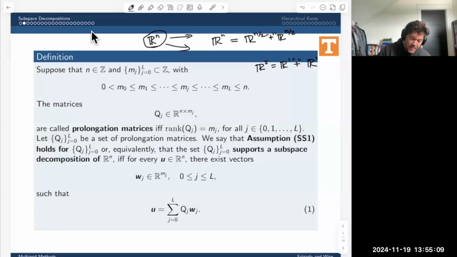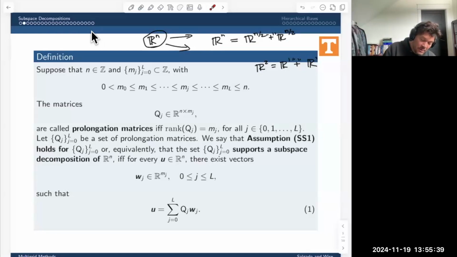Well, that's a very simple subspace decomposition of R2 into two real lines. We can do that with any Rn. If n is even, we could break it into Rn over 2 and Rn over 2. We could split them by halves. We could break this into R1 plus R1 plus R1 plus R1, n times. So that's another way we can make a subspace decomposition of Rn.